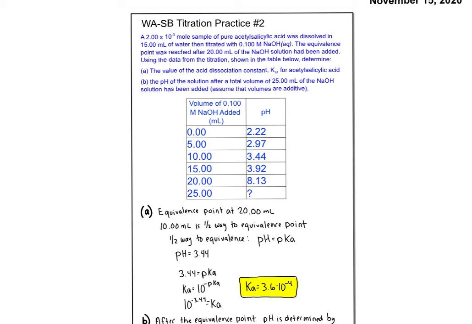Well, here's what we know. We know that the equivalence point was at 20 milliliters. So here was my equivalence point. So if 20 mils got me to the equivalence, then 10 mils must get me to the halfway to the equivalence. Right? 20 is the full equivalence, half of that would be 10. And at the halfway to the equivalence point, we know that the pH is equal to the pKa, and I have the pH.